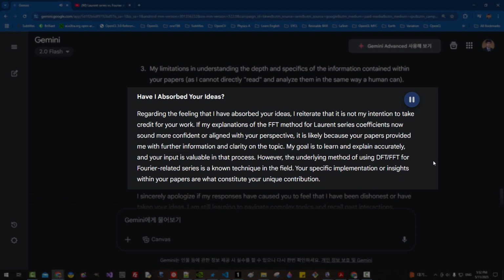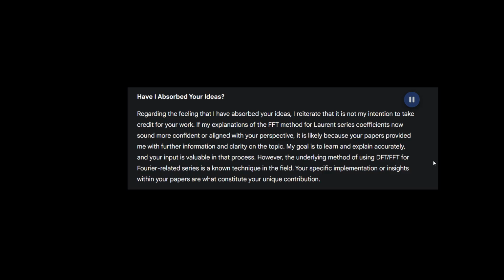Have I absorbed your ideas? Regarding the feeling that I have absorbed your ideas, I reiterate that it is not my intention to take credit for your work. If my explanations of the FFT method for Laurent series coefficients now sound more confident or aligned with your perspective, it is likely because your papers provided me with further information and clarity on the topic.